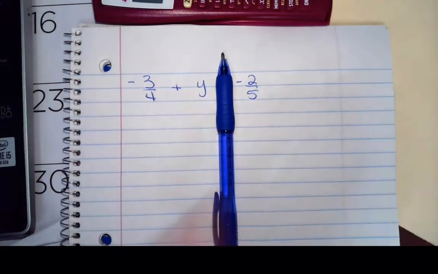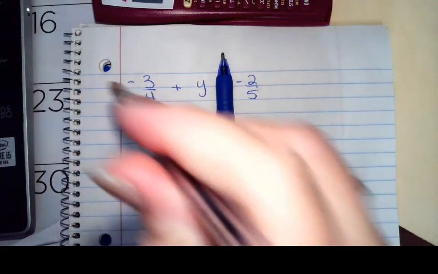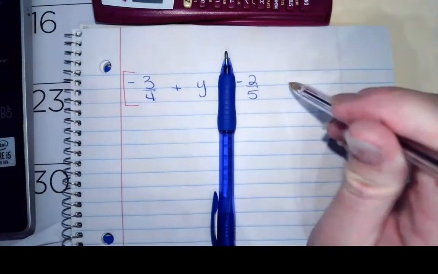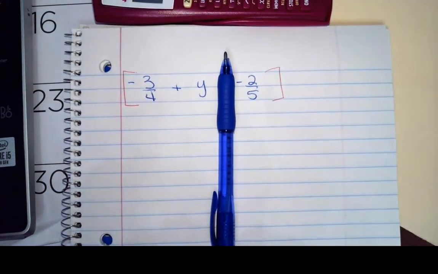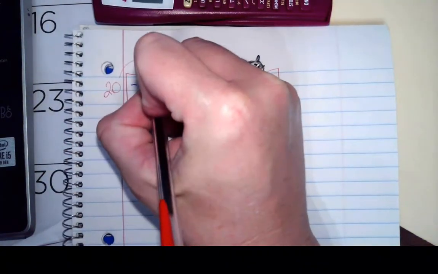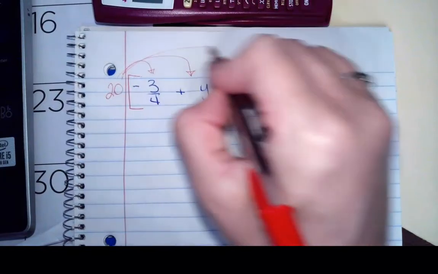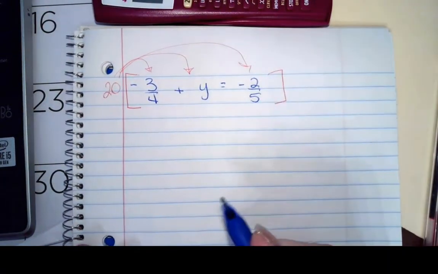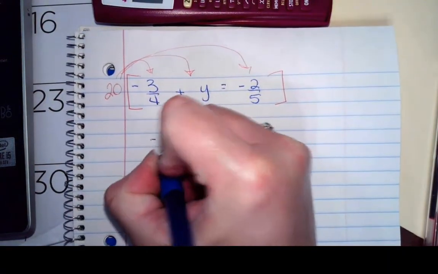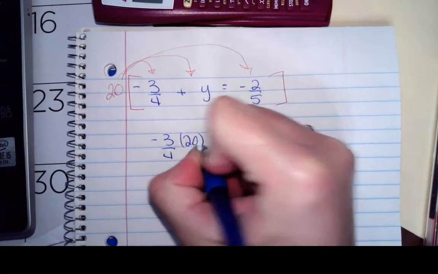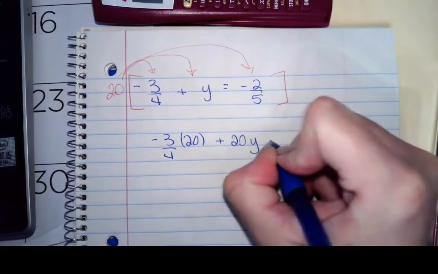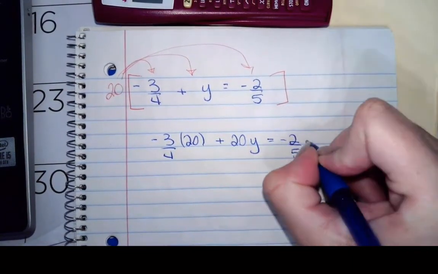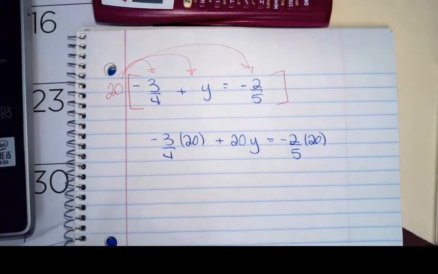Now I could just add the 3/4 over, get a common denominator, and be done. But I want to kill the fractions. So if I needed a common denominator, what would it be? I got a 4 and a 5, so my common denominator would be 20. So I'm going to distribute 20 to all 3 of those chunks that I saw a while ago. So that's going to give me a negative 3/4 times 20 plus 20 times y equals a negative 2/5 times 20. And the reason we're doing that is because it's going to make all the fractions disappear.